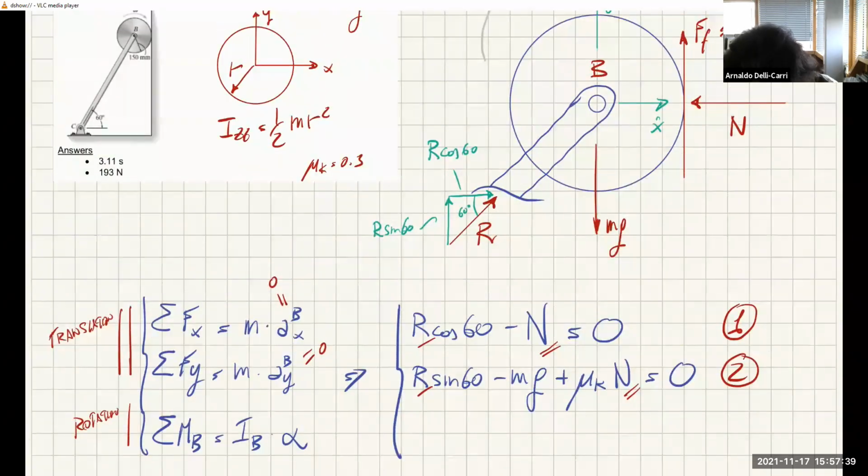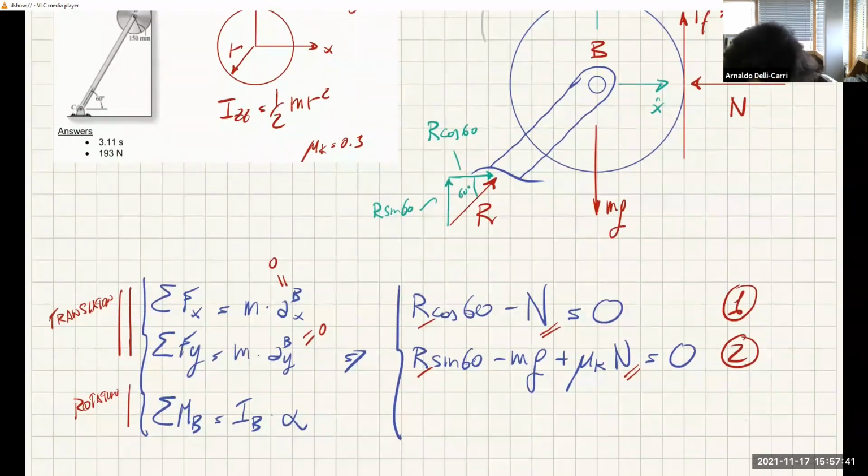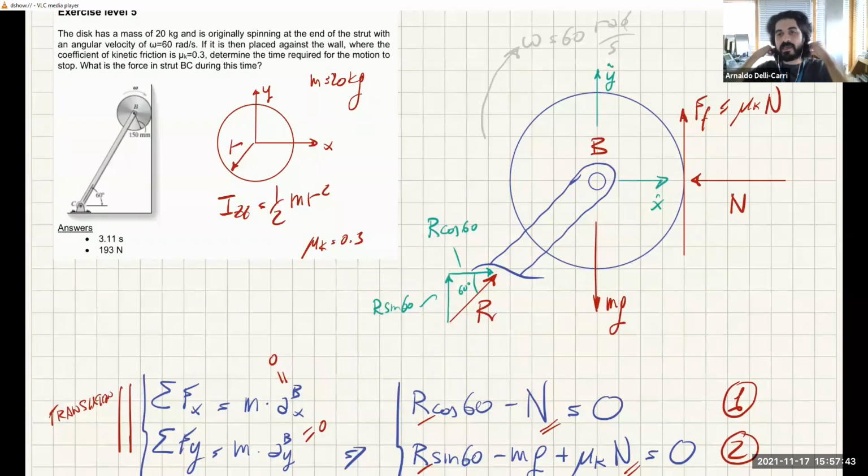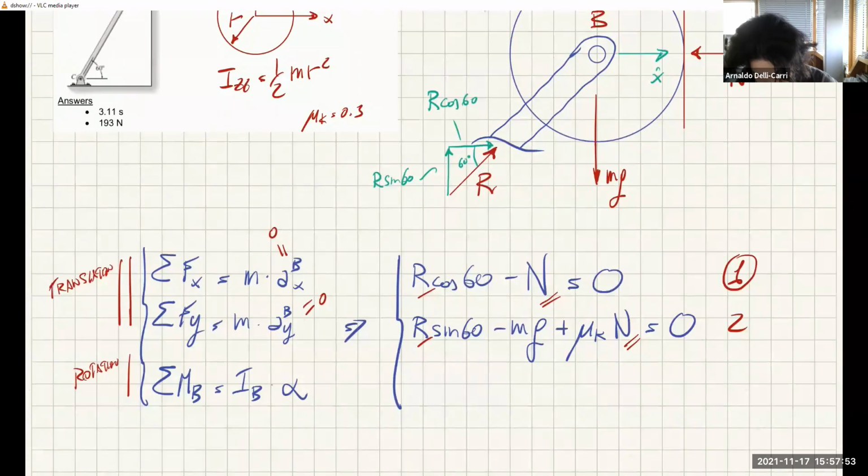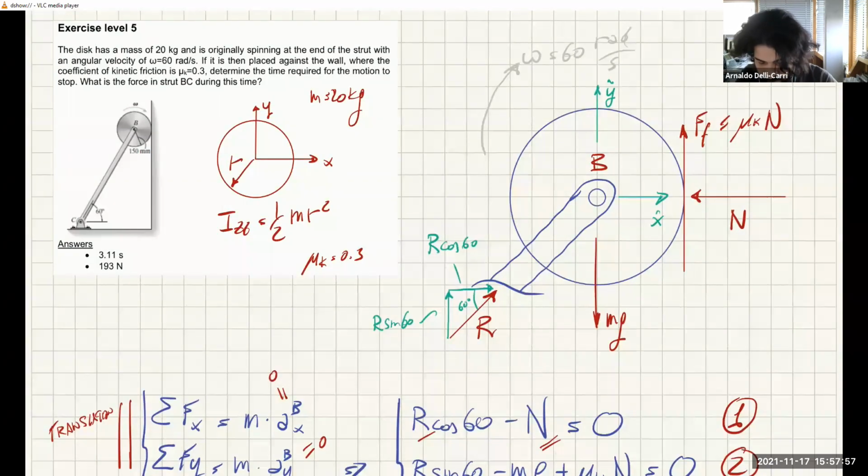The last equation is the sum of moments around B. So how many forces are giving moments around B? Now this one is passing through B. This one is passing through B. This one is passing through B. So the only one that is not passing through B is the friction force. And what is the moment of the friction force around B? It's a positive moment because it's counterclockwise. And it's Ff times the radius.